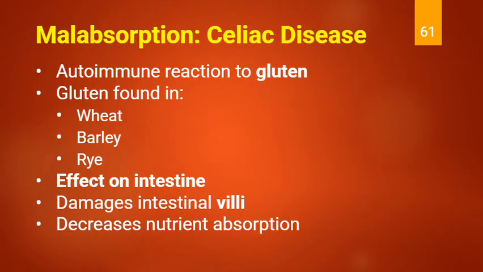Celiac disease occurs when the immune system reacts to gluten, which is a protein found in wheat, barley, and rye. When a person with celiac disease consumes gluten, the immune response damages the villi of the small intestine. Villi are tiny finger-like projections that increase the surface area of the intestinal lining, allowing nutrients to be absorbed efficiently. When these structures become flattened or damaged, nutrient absorption decreases, leading to symptoms such as diarrhea, weight loss, and nutritional deficiencies.